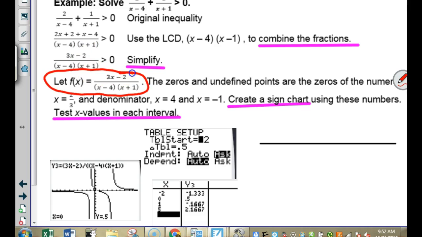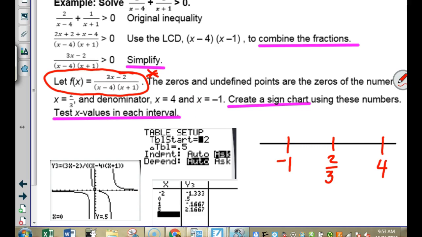What are the critical values? From right there. Anybody? What makes top or bottom equal to 0? Positive 2/3. Positive 4, which is to the right of that. And -1, which is to the left of that. Guys, I won't believe how many people will write 3 numbers on their critical value chart and not put them in order. Okay, you got to have them left to right. Does that make sense? Okay.